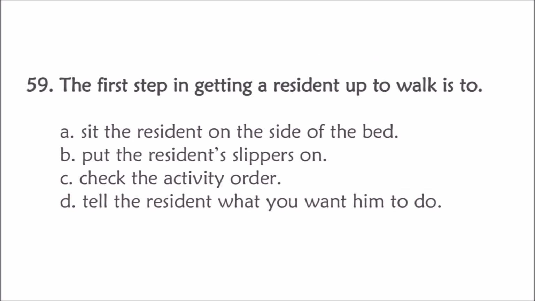59. The first step in getting a resident up to walk is to A. Sit the resident on the side of the bed. B. Put the resident's slippers on. C. Check the activity order. D. Tell the resident what you want him to do. The correct answer is C. Check the activity order.